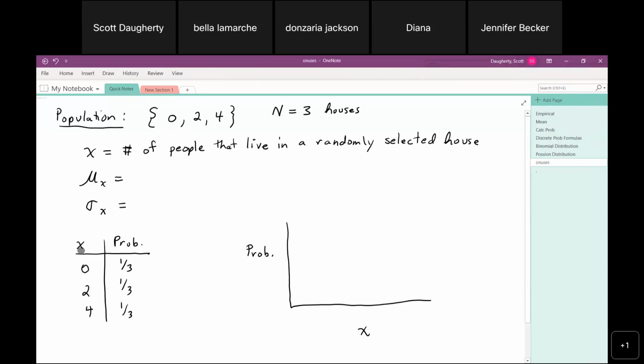And so what kind of distribution does X have here? Well, this is what we call a uniform distribution. The probability is the same for every possible outcome for the random variable. When the probability is the same, it's called a uniform distribution. So if you made a histogram of these values, it would look something like this.